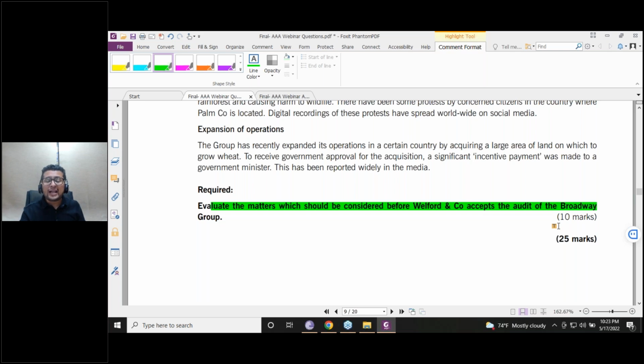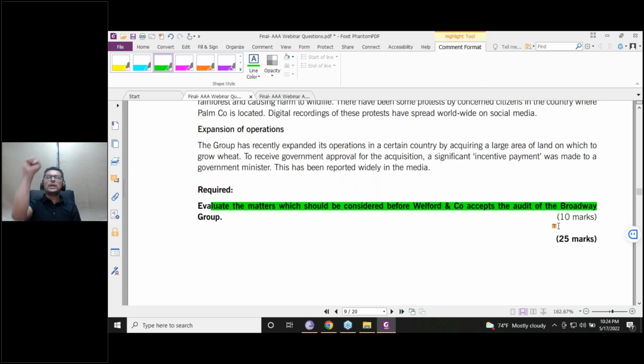But at least broadly speaking, there are two or three factors which you need to consider before accepting the client. Number one, do we have the competence to perform the audit? We need to evaluate the ethical issues. Number three, we need to evaluate the integrity of the client. Those are the most important ones. Among all the past papers I have evaluated up till now, these three things make the major part of your answer.